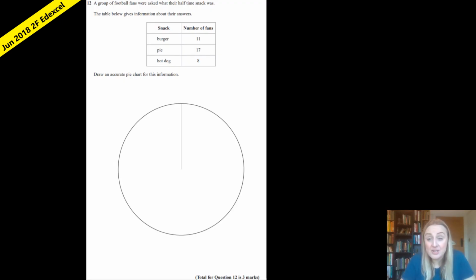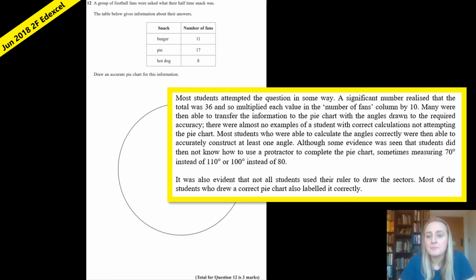Here's another pie chart question. It's actually quite interesting to have a look at the analysis on this one. So students, again foundation tier, are being asked to draw a pie chart, just given the frequencies. So this is the whole procedure from scratch. Here's the information, make it into a pie chart.